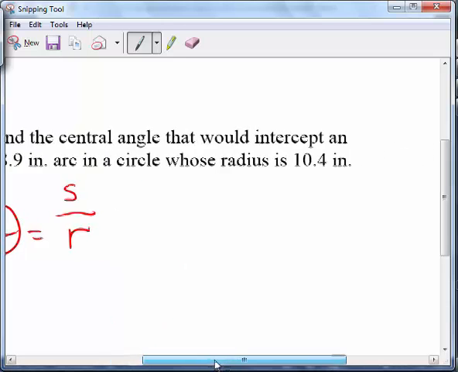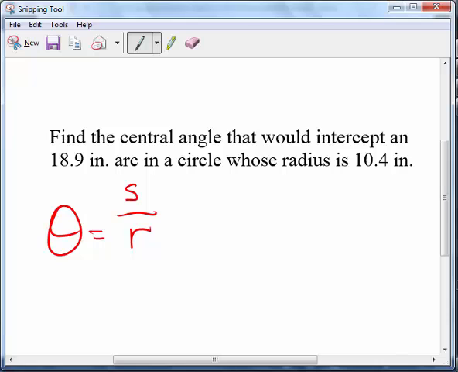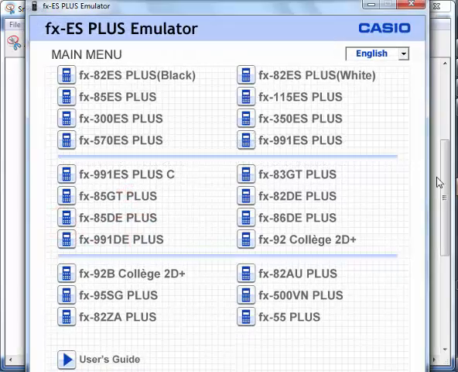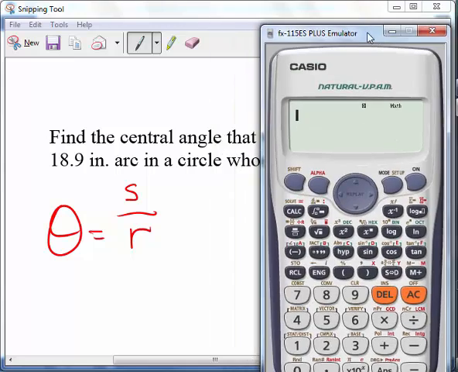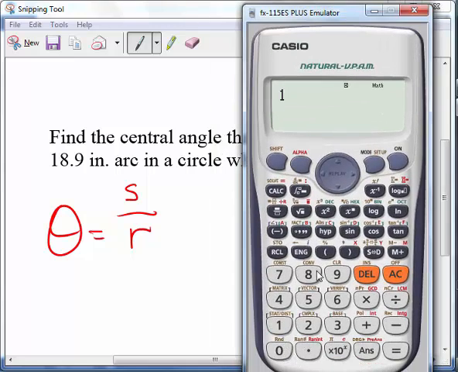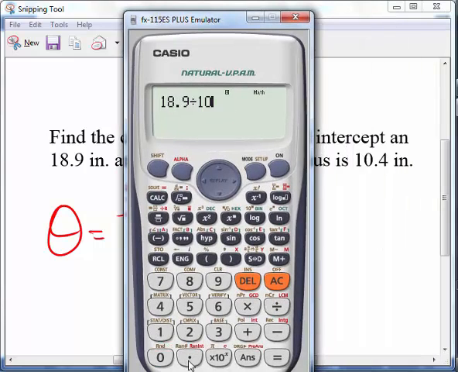So in this case, we would take 18.9 divided by the radius, 10.4. And then the answer would be 1.82 radians. Next one.